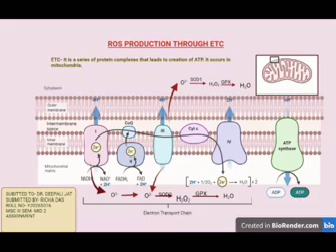Now, coming to the ROS production through ETC. So, first of all, what is ETC? ETC is known as the electron transfer chain. It is a series of protein complexes that couple redox reaction, creating an electrochemical gradient that leads to the creation of ATP by oxidative phosphorylation. It occurs in mitochondria in both cellular respiration as well as photosynthesis.